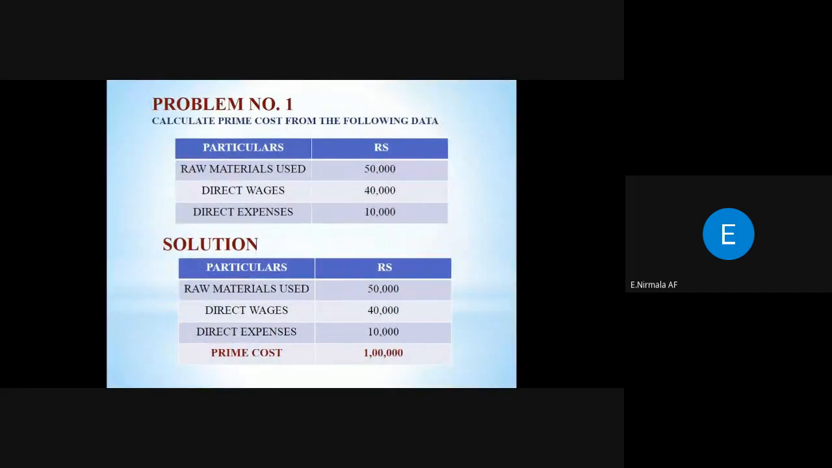Now we will do the problem. Problem number 1. Calculate prime cost from the following data. In this question, they mentioned raw material used 50,000, direct wages 40,000, direct expenses 10,000. Now we have to find out the prime cost. What is the formula for prime cost? Prime cost equals direct material, add direct wages, add direct expenses. Then you will get a prime cost of rupees 1 lakh.